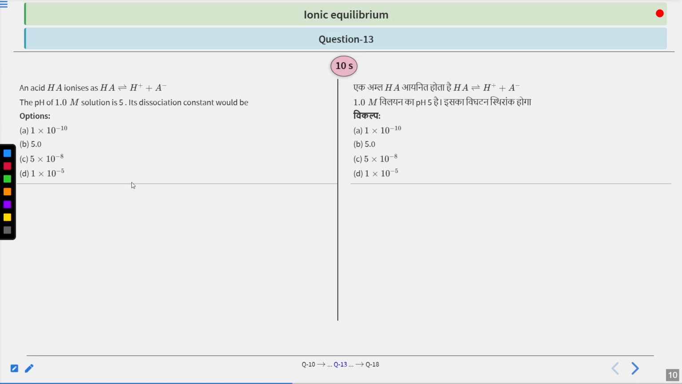Next question. An acid HA ionizes as H plus and A minus, meaning your HA is breaking into H plus and A minus. The pH is 5 and the concentration is 1.0 molar. So you have to calculate the dissociation constant. Options are A, 1 into 10 to the power minus 10, B, 5, C, 5 into 10 to the power minus 8, and D, 1 into 10 to the power minus 5. Your time to solve this question starts now.